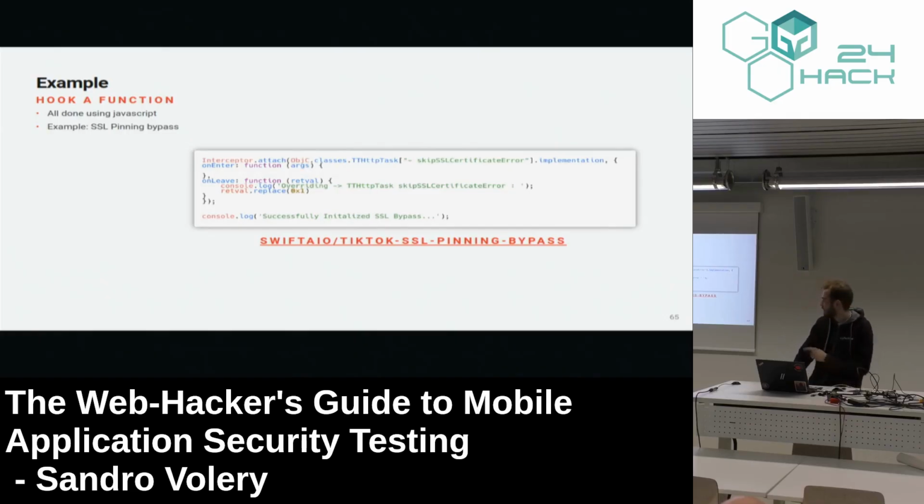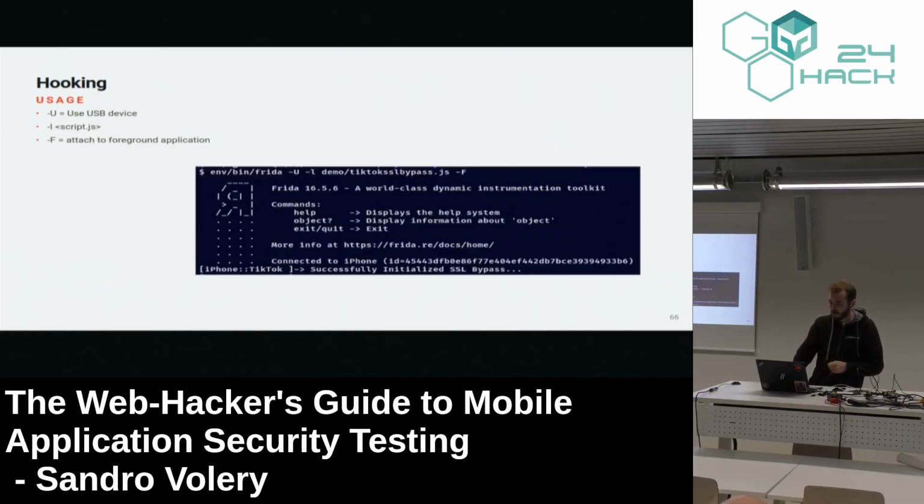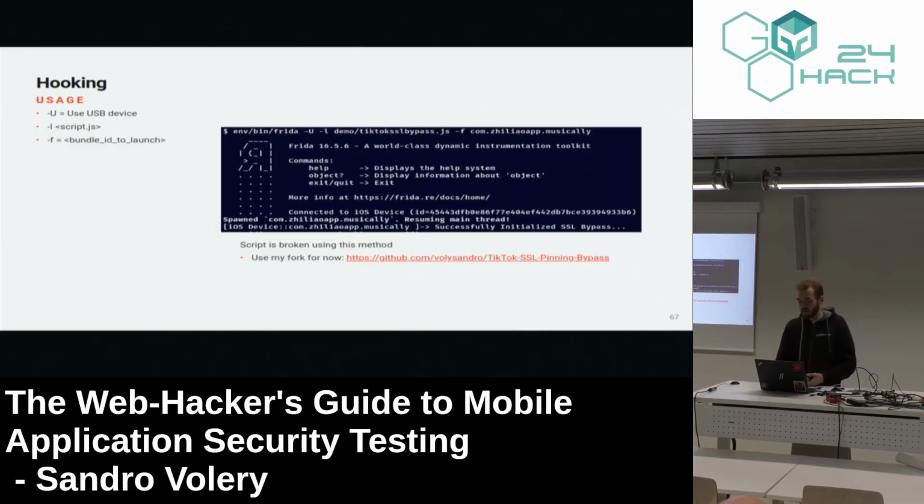I've actually not made this myself. This is by Swift AIO, but his script is broken. So you can't use this, but I've made a fork. I've fixed it. He's not merging it in, sadly, so use it if you want. And as for the explanation here, you can again specify the app you want to launch with the lowercase f, and with the lowercase l, you actually specify the script you would like to run. It's all written in JavaScript.